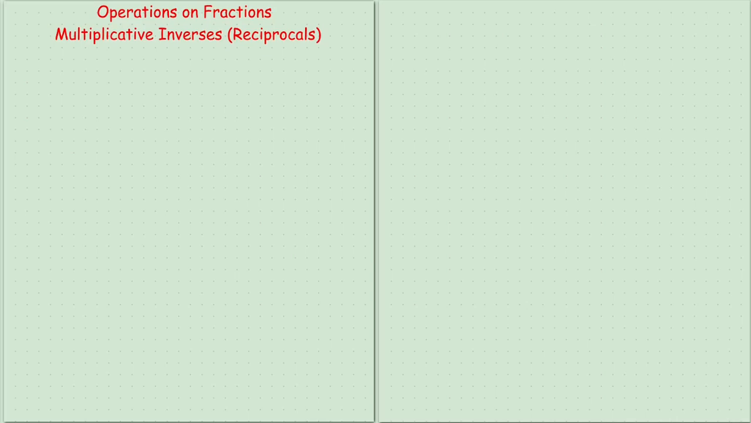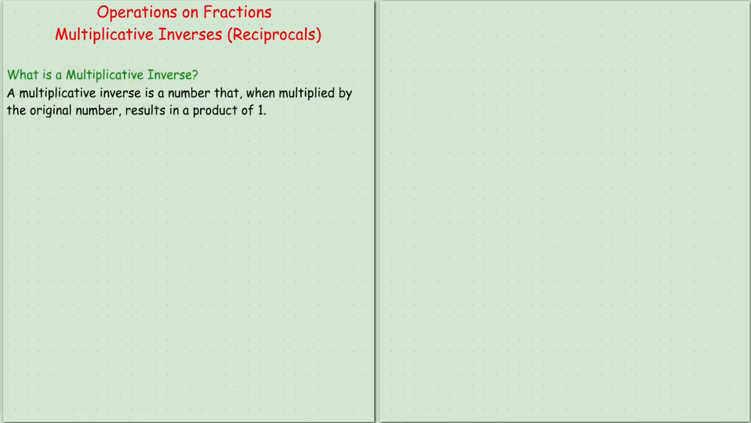So when we say multiplicative inverse, what does it mean? As you can see, a multiplicative inverse is a number that, when you multiply it by the original number, the result of your product should be 1.